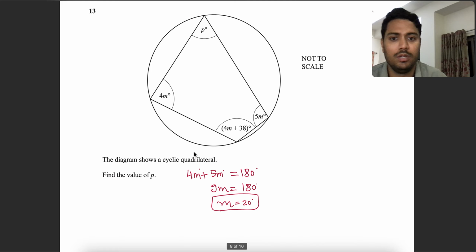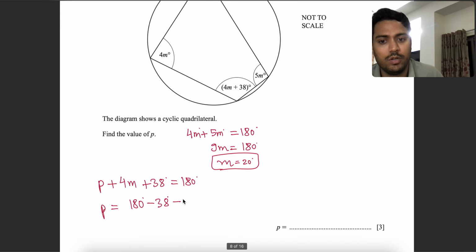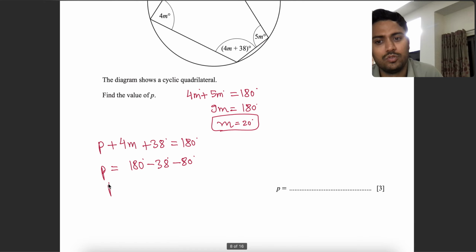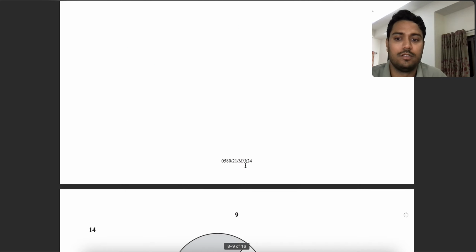If m is 20, second equation, p plus 4 times m plus 38 degrees equals 180 degrees again. So p will be 180 degrees minus 38 degrees minus 4 into 20, 80 degrees. So p will be 180 minus 38 minus 80, and it is going to be 62 degrees. Simple, 62 degrees. Let's move on to the next question.